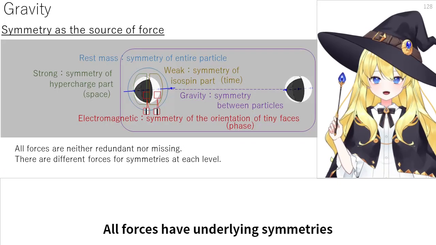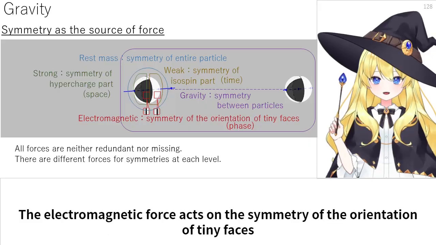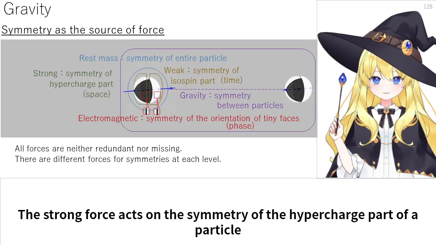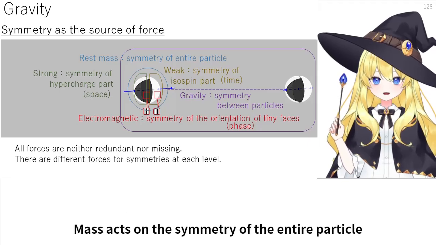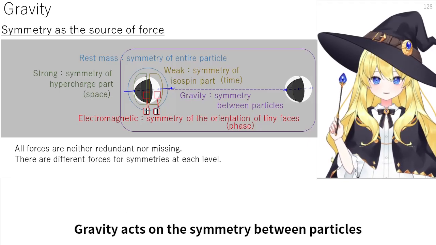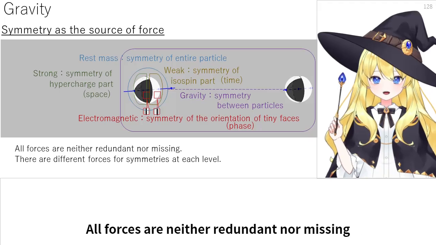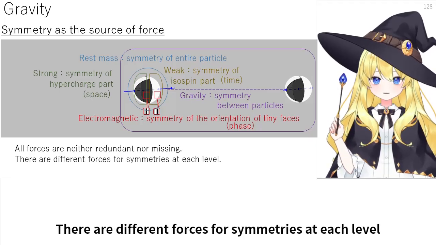All forces have underlying symmetries. The electromagnetic force acts on the symmetry of the orientation of tiny faces. The strong force acts on the symmetry of the hypercharge part of a particle. The weak force acts on the symmetry of the isospin part of a particle. Mass acts on the symmetry of the entire particle. Gravity acts on the symmetry between particles. All forces are neither redundant nor missing. There are different forces for symmetries at each level.